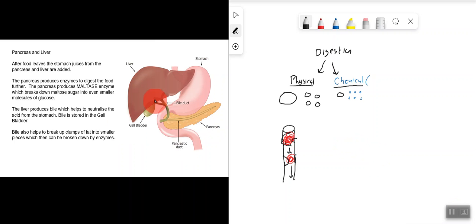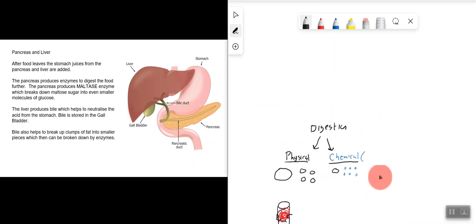So the next parts are the liver and the gallbladder. After food leaves the stomach and starts to go down here, juices from the pancreas and the liver come in. The liver starts pumping in its juices, and the pancreas produces enzymes to digest the food further. This is the pancreas here. The pancreas produces maltase, another enzyme which breaks down maltose sugar into even smaller glucose molecules.